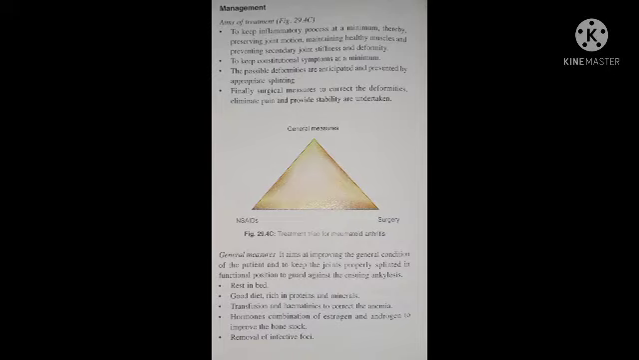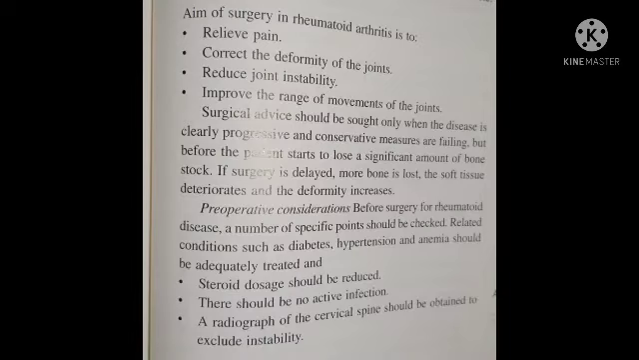General measures: it aims at improving the general condition of the patient and to keep the joints properly splinted in functional position to guard against the ensuing ankylosis. Rest in bed. Good diet, rich in proteins and minerals. Transfusion and hematinics to correct the anemia. Hormones: combination of estrogen and androgen to improve the bone stock. Removal of infective foci.